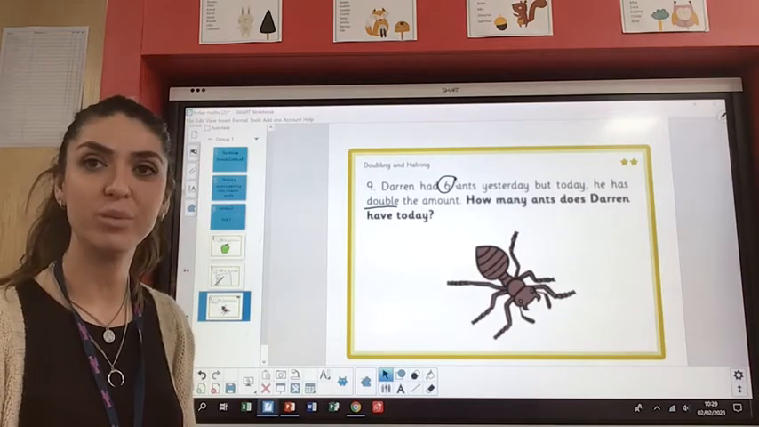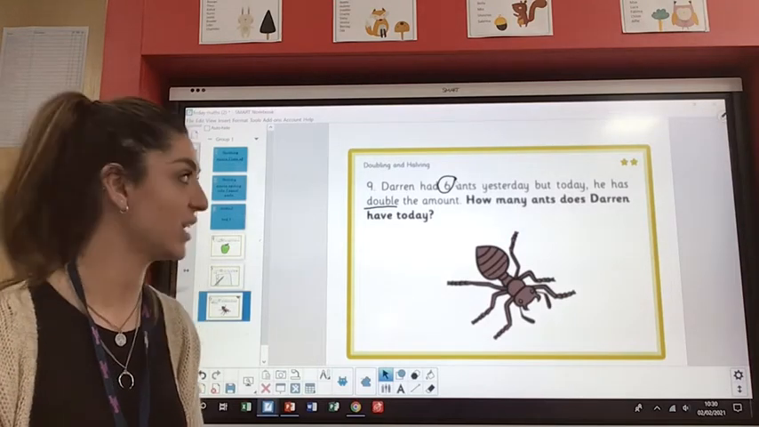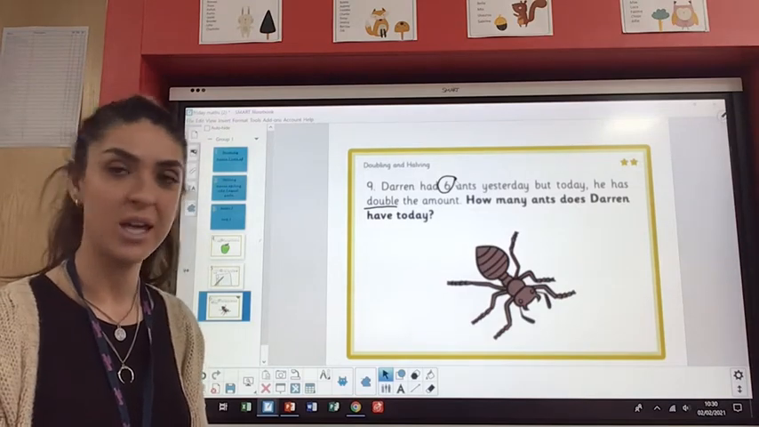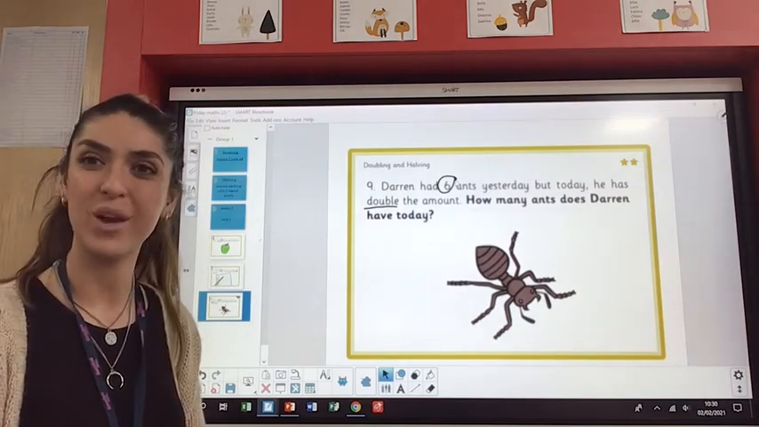Hopefully we've enjoyed doubling and halving this week. It can be a little bit tricky, but from what I've seen, everybody's been really good with it. So well done, and we'll start some brand new learning next week on Monday.